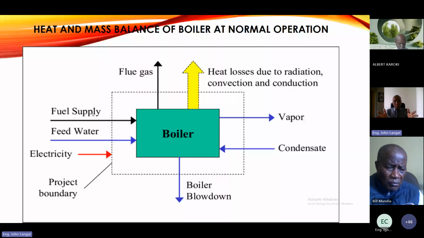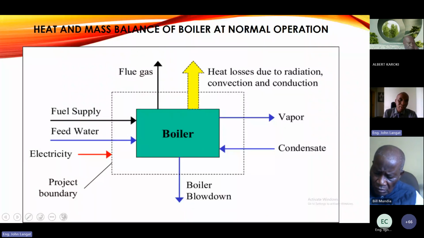If you look at this, this is the boiler house or the steam system envelope. So I'll repeat. What comes in is fuel supply, feed water, and the condensate, and electricity, of course, for running the ID and FD fans. For those who do not know, the ID fan is the induced draft fan that sucks air through the furnace. The FD fan is the forced draft fan; it throws air into the furnace. Those are terms you need to familiarize yourself with as an energy auditor.